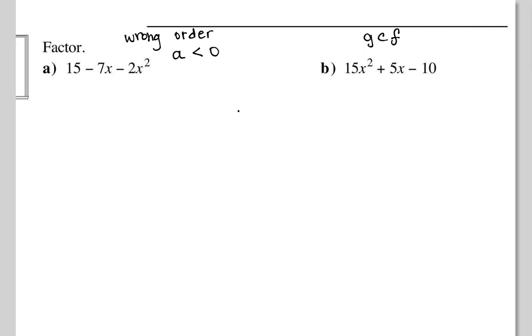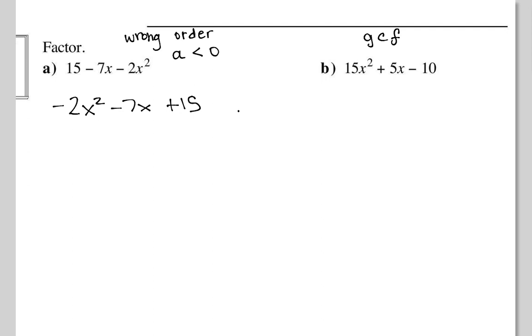You know your strategy, you know your technique, but what if they throw a twist? Can you adjust and adapt and not freak out and shut down? Definitely just rearrange them. So let's do that first. Rearrange. And it's important when you rearrange to just keep the sign. The 2x squared is negative, keep it. The 7x is negative, keep it. And the 15's positive, keep it.